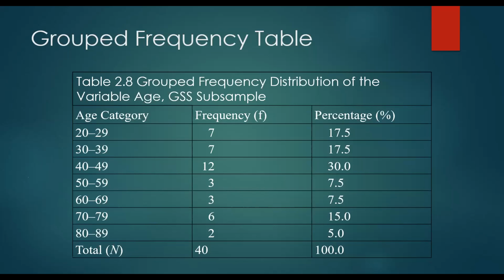All right, again, this is using the GSS subsample, so the General Social Survey. It's a grouped frequency distribution of the variable age. So again, people answered the survey and we asked them, how old are you? And this is how it broke down. So if I look at the age groups, 20 to 29, 30 to 39, again, we're spanning a 9-year age frame as we go through each group. And you can see the frequency for each and then the percentage for each.